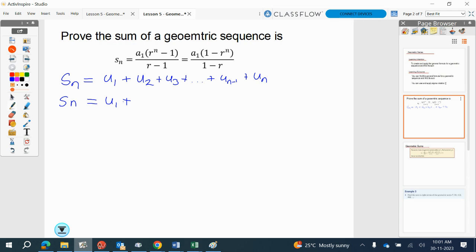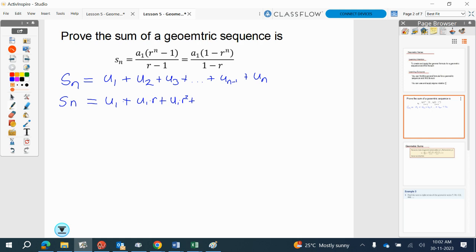How can we write the second term in terms of u1 and r? It's u1 times r. How can we write the third term in terms of u1 and r? It's u1 times r squared.